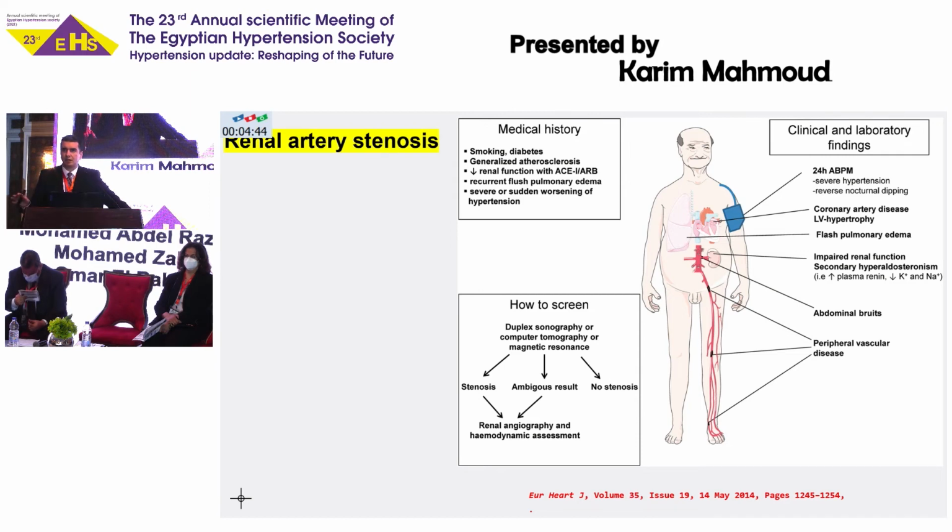The patient has generalized arteriosclerosis such as coronary artery disease, peripheral arterial disease, or cerebrovascular disease, with reduction of the renal function with the use of RAS blocker, also with recurrent flash pulmonary edema. Clinically, this patient might have an abdominal bruit that is suggestive of renal artery stenosis, in addition to an arteriosclerotic disease such as coronary artery disease or peripheral vascular disease.